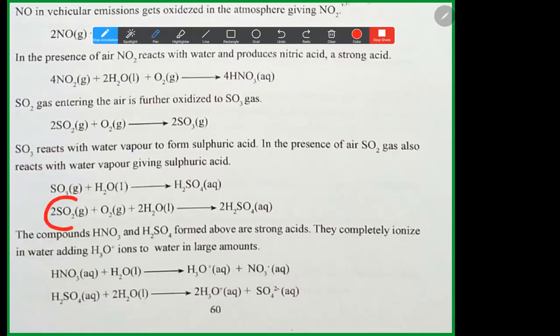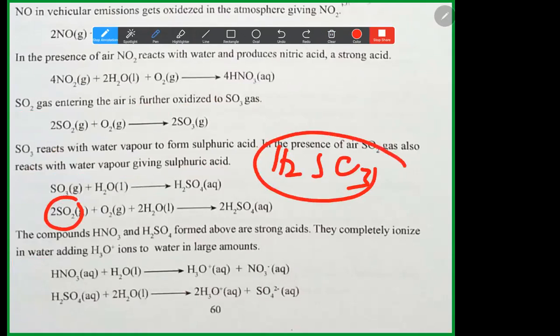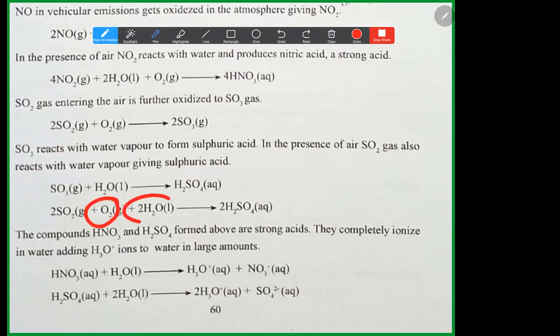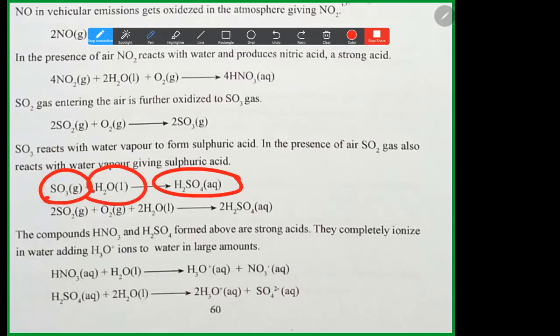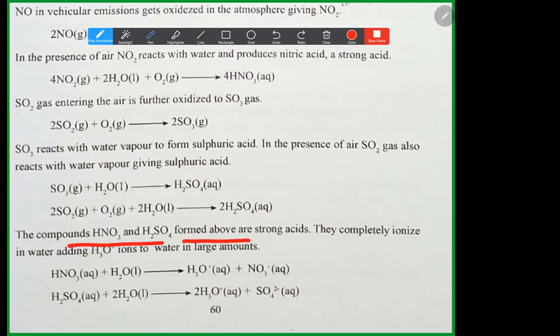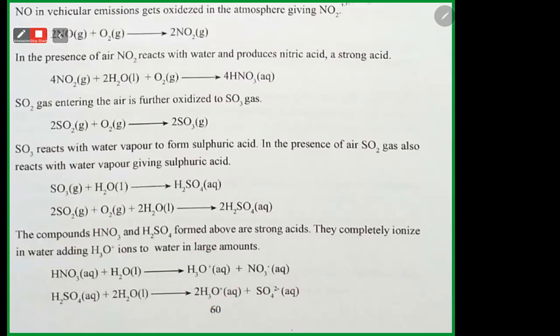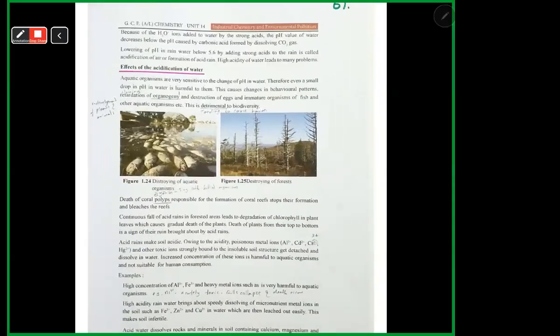SO2 separately gives H2SO3, which is a weak acid. But when this SO2 is oxidized and dissolves in water vapor, it gives sulfuric acid, or SO3 directly dissolving in water gives sulfuric acid. The nitric and sulfuric acids formed above are strong acids. They completely ionize in water, adding H3O+ ions to water in large amounts. See, they are releasing H3O+ to water in large amounts.